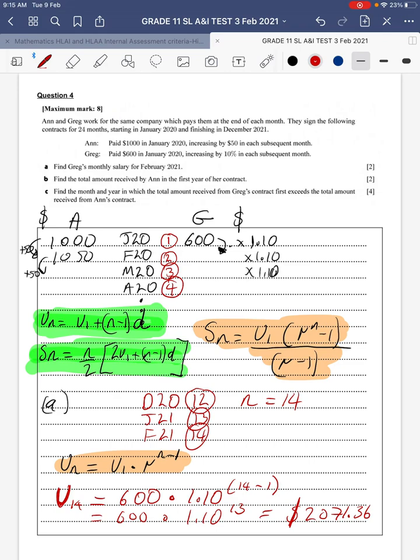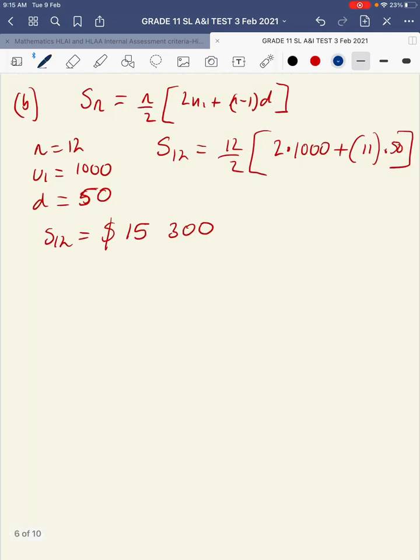Now the last question is something that we will need to have a little look at not on the finance solver, sorry, on the calculator. There's a sequence of series, not to do with finance solver. C, find the month and year in which the total amount received from Greg's contract first exceeds the total amount received from Anne's contract. So I'm going to go ahead and set that up as some kind of an equation. So what we're looking for here is the sum for Greg is greater than the sum from Anne. Okay, so just a little bit of basic notation.